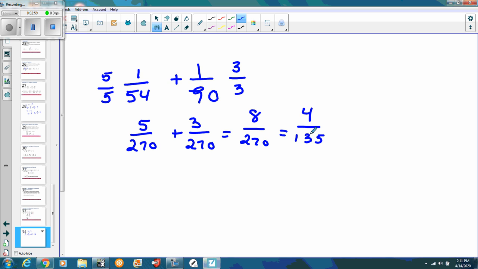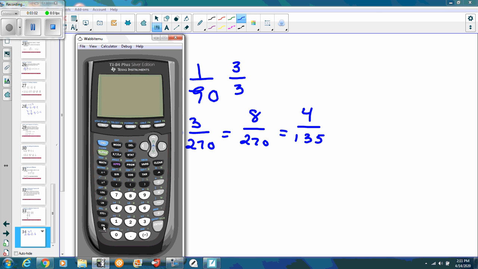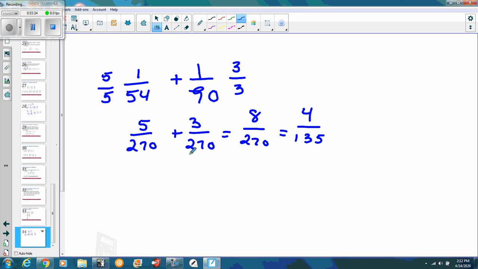So here's the thing. If you just throw this in your calculator, you could check it if you want to. 1 over 54 plus 1 over 90. This calculator gives me a fraction, but then if I hit math, enter, I get 4 over 135. So I can double check it, but I want to see this again on the homework. That's a TI-84 calculator, and you can download it. What I did was download it onto my computer.